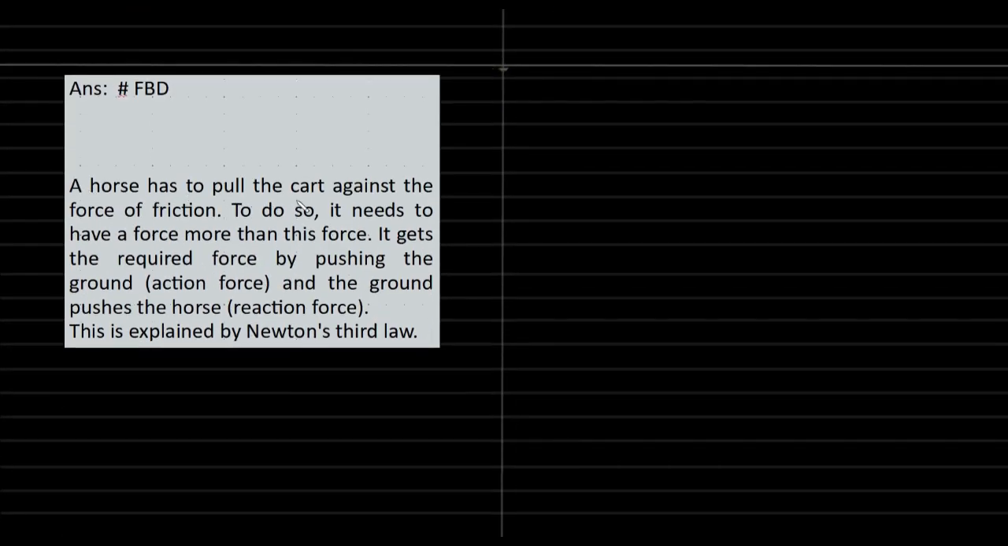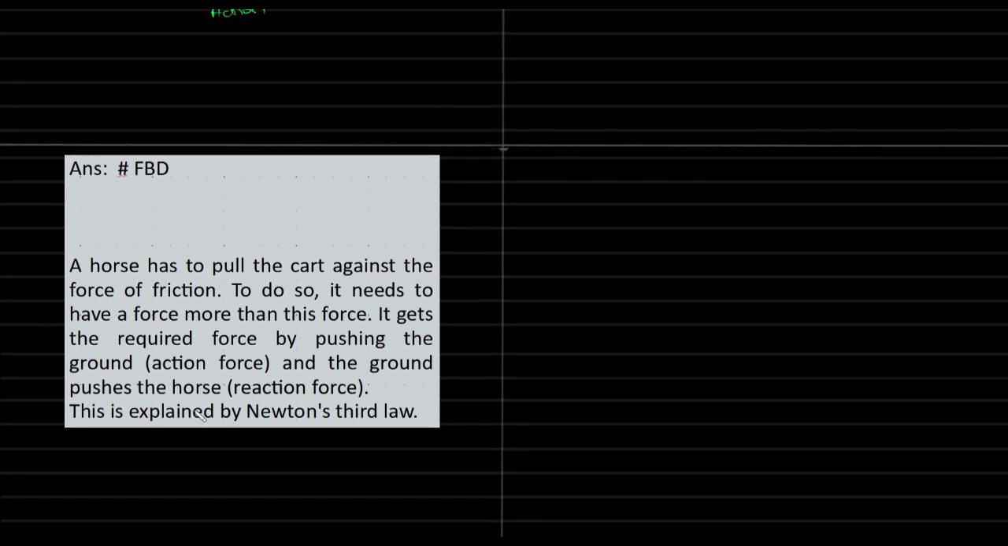A horse has to pull the cart against the force of friction. To do so, it needs to have a force more than this force. It gets the required force by pushing the ground, that is the action force, and the ground pushing the horse back, the reaction force, and this is explained by Newton's third law. So this should be your answer.